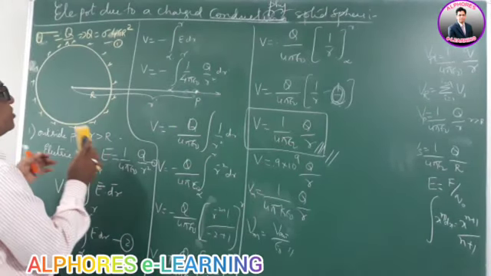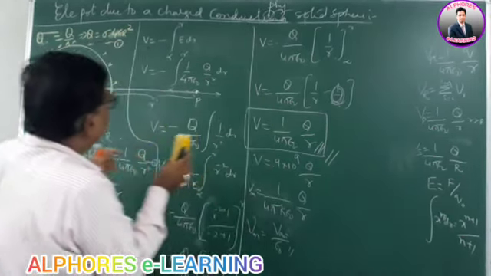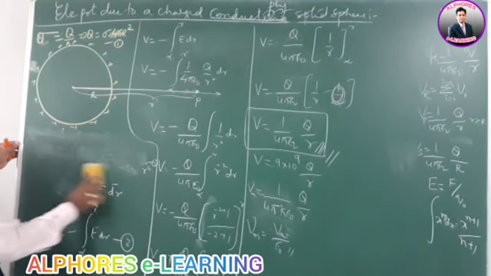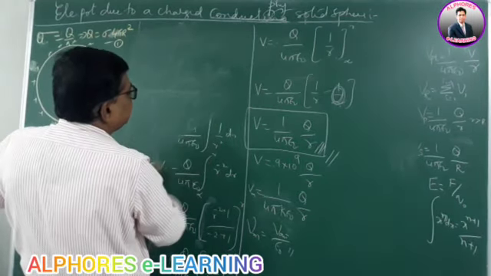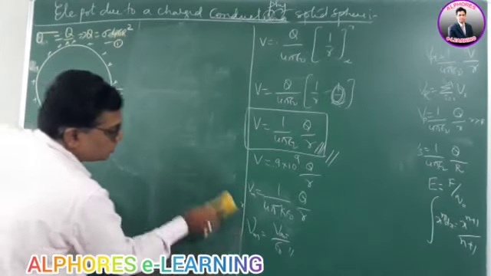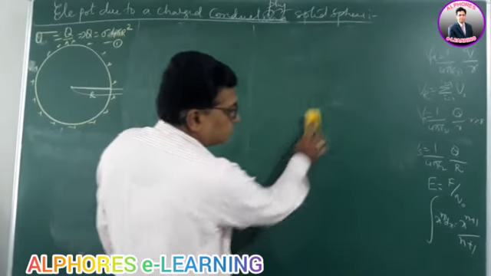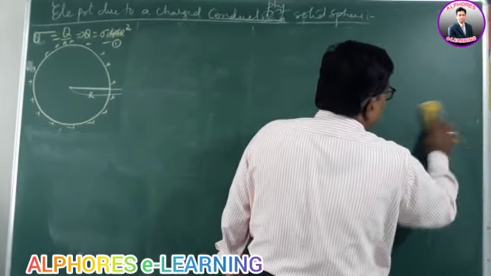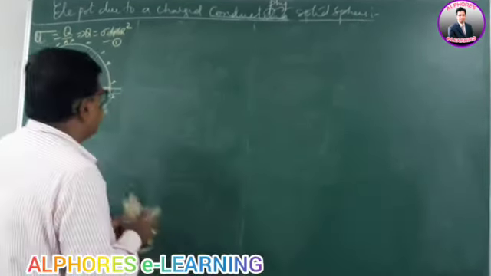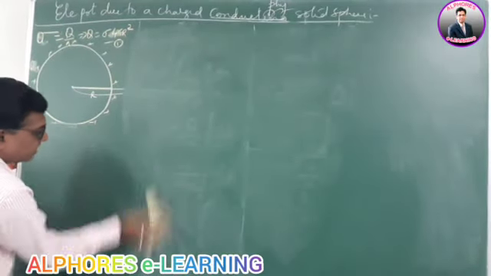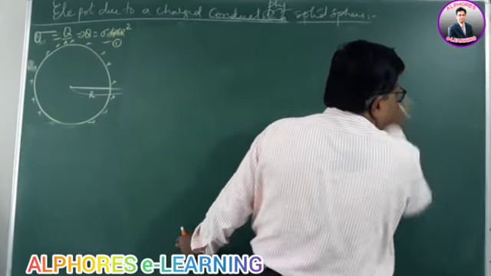Okay. This is the electric potential due to a charged conducting solid sphere. Even though it is a solid sphere, all the charge will reside only on the surface. So therefore, with the charge on the surface, it behaves like a hollow sphere. Now, let us find out the electric potential due to this charge only, at the surface point, due to the same conducting charged sphere.